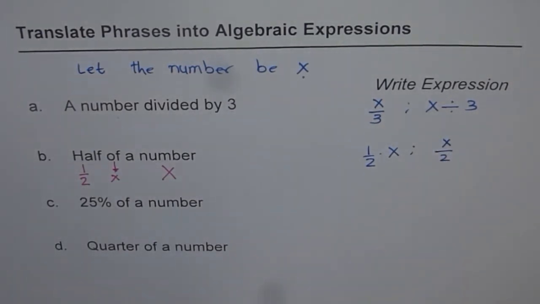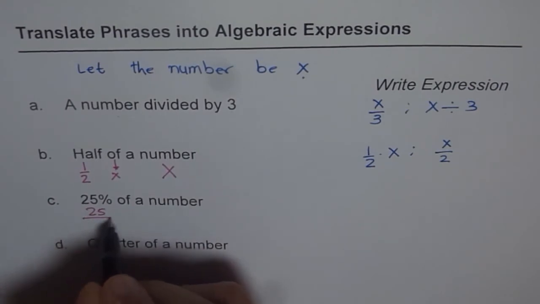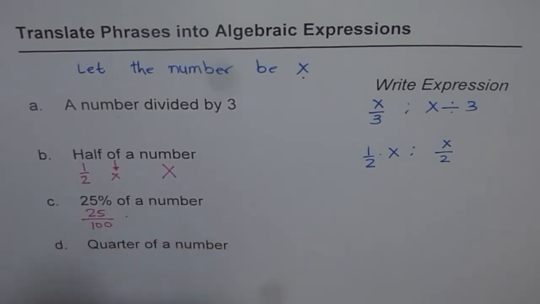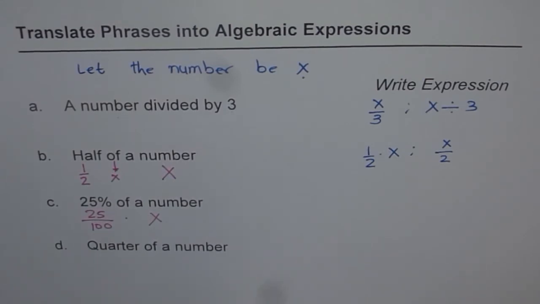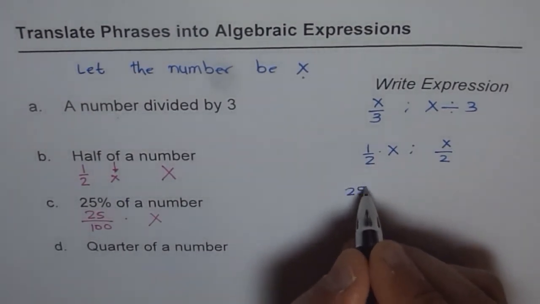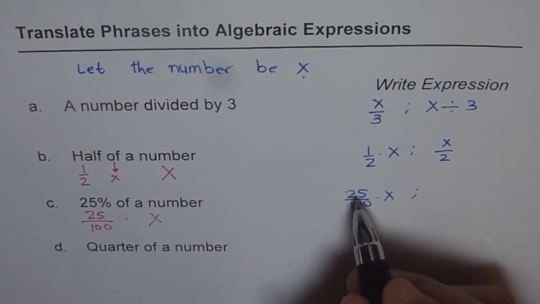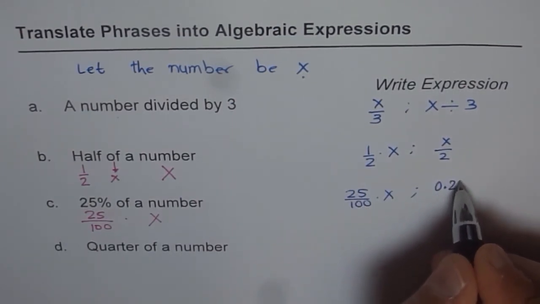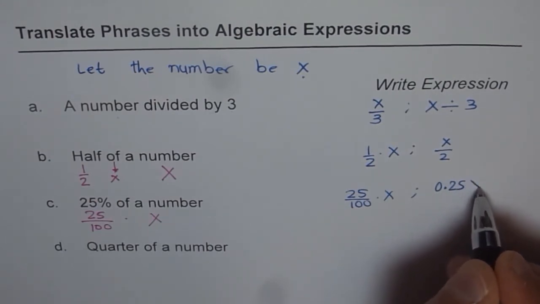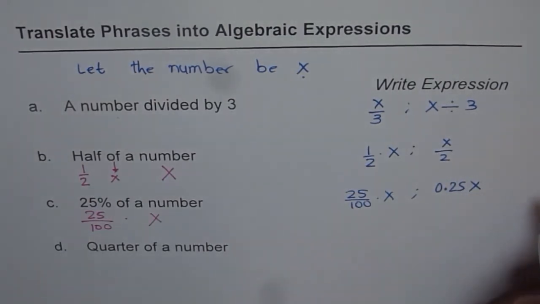Both are correct, right? Now we have 25% of a number. So 25% means 25 over 100. Of means multiplication, and number is x for us. So that's what it is. So we can write this same thing here. That's the literal translation. So we get 25% of x. We could also write this as 25 divided by 100 is 0.25. That is percent in decimals of x. Done. So that is how you translate phrases to expressions.